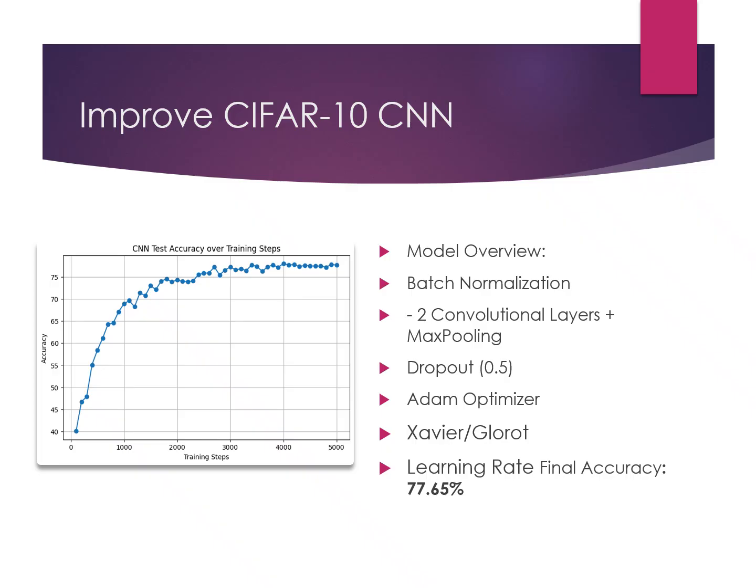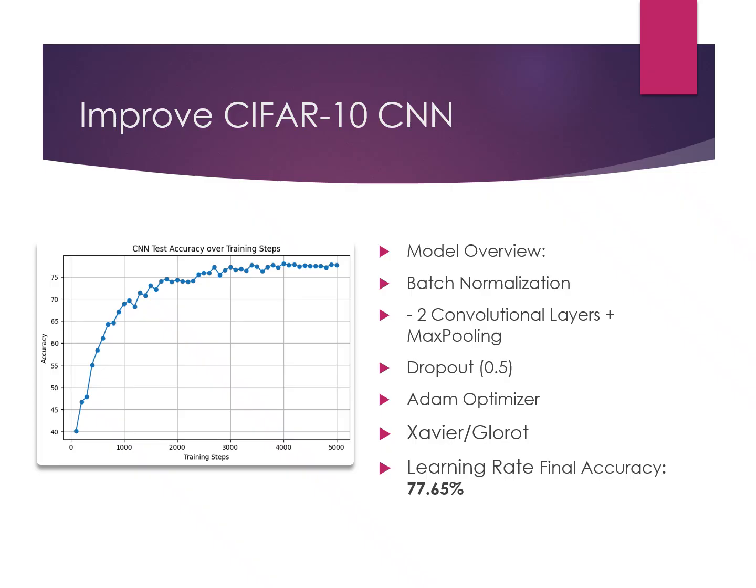Then let's see the graph on the left side. This is the performance graph: improved CNN accuracy over training steps. Let's look at the graph that shows how the improved CNN performed during training. The x-axis represents training steps from 0 to 5,000, similar to the previous ones.